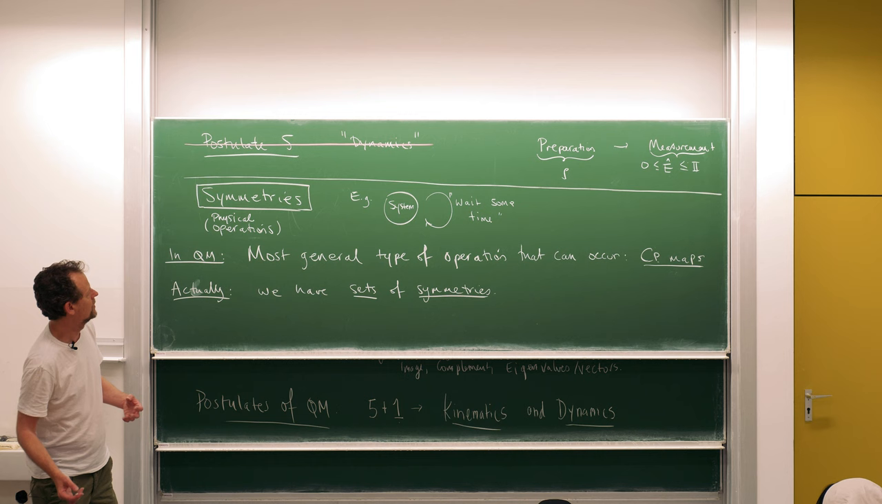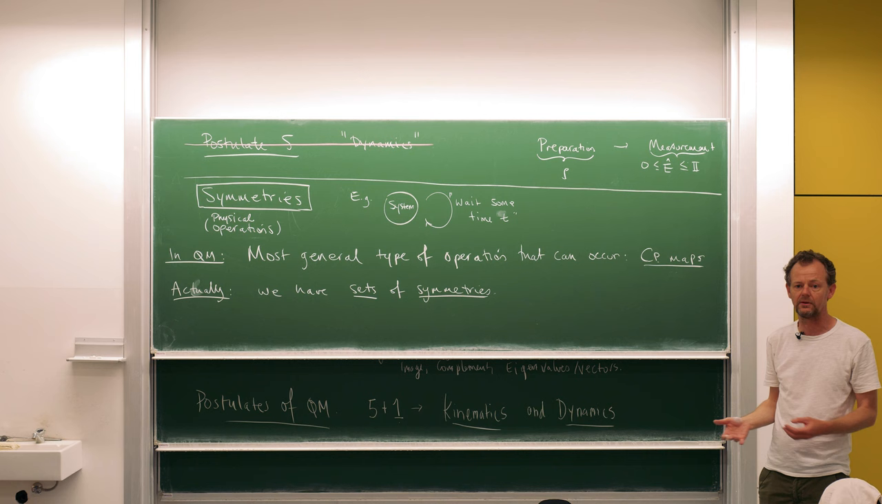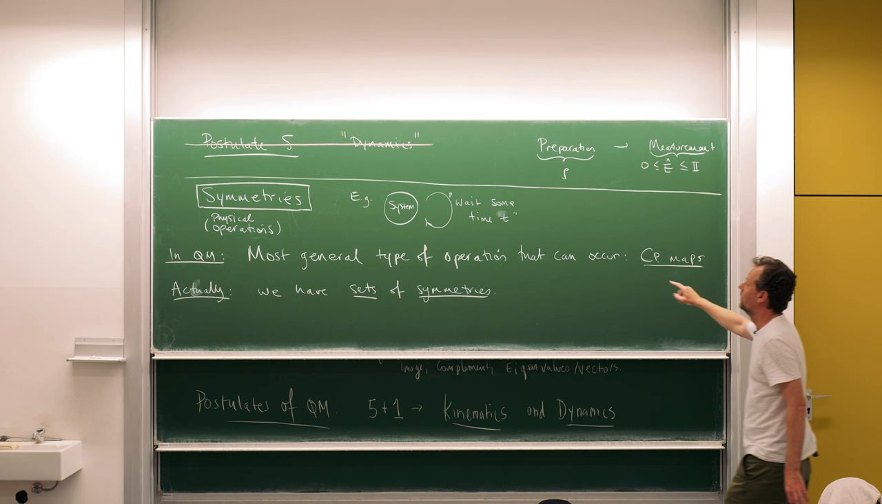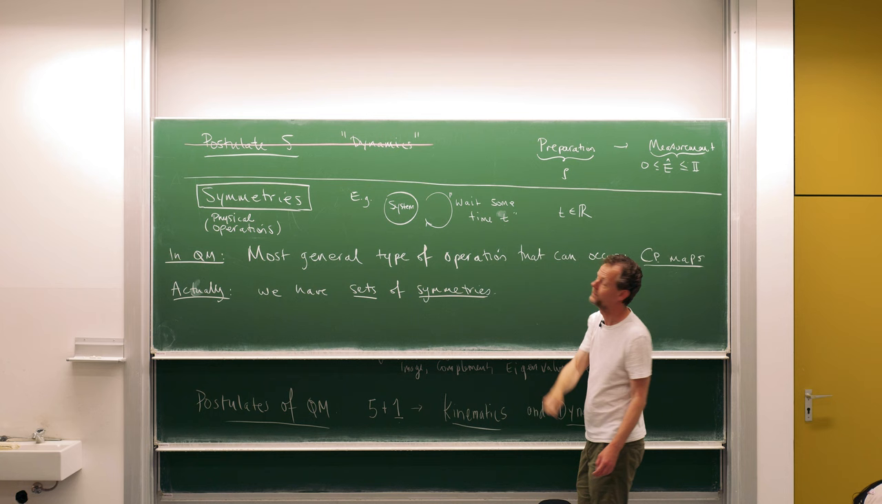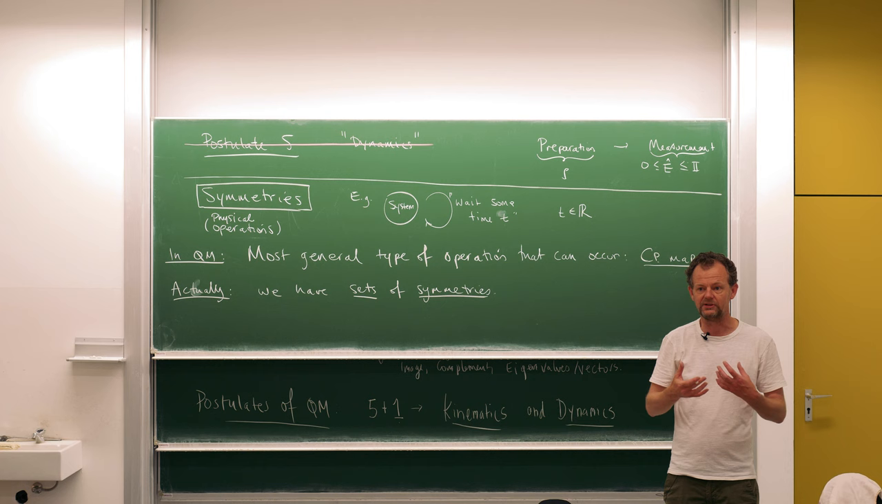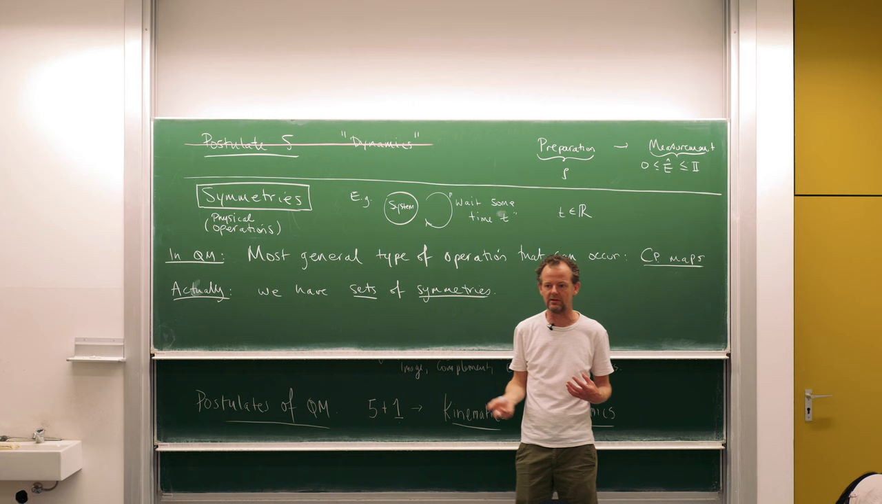So I already gave you a huge set, right? I implicitly defined a huge set here. Wait for some time, T. I said that's a symmetry of a quantum mechanical system, also of other physical systems. How many symmetry operations are possible? Well, they're labeled by T, time, and time is a real number. So this first example of a set of symmetries, namely waiting for some time, is a huge set, right? For every possible real number, there is a corresponding symmetry operation called wait for that time. Now, that's for an autonomous system.